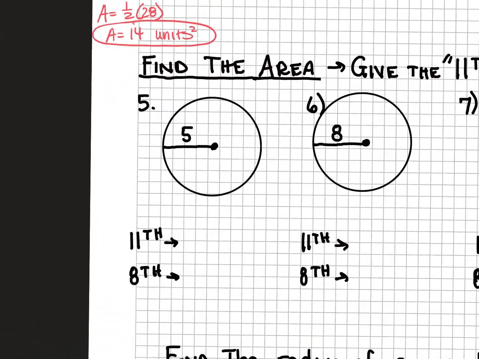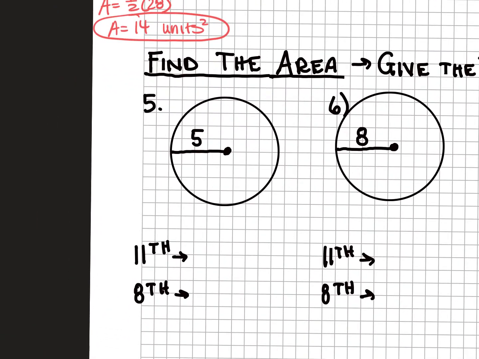All right, I'm going to do number 5. You have to do the rest of them. The area for circles is area equals pi r squared. R means radius, and here is the radius. Don't be confused. The radius does not go all the way across. The radius is just this line from the middle to the side. So for this one, there's the radius. Area equals pi times 5 squared. Area equals 25 pi units squared.